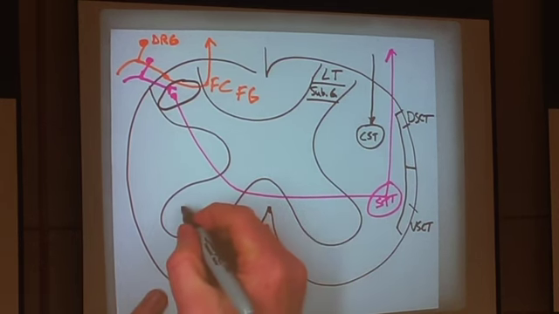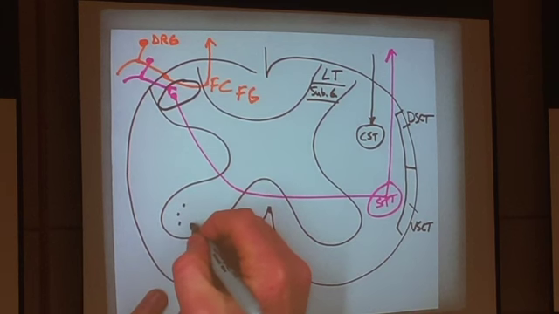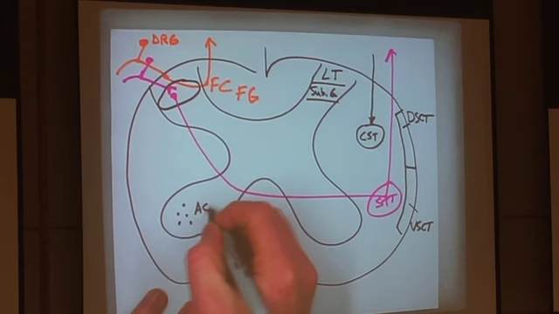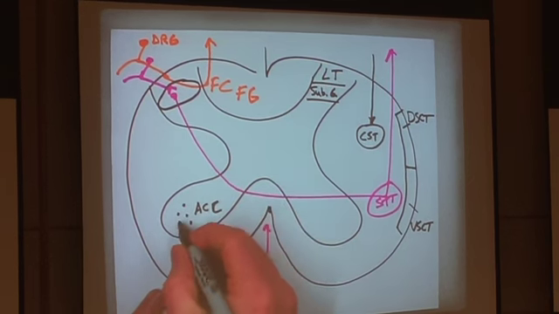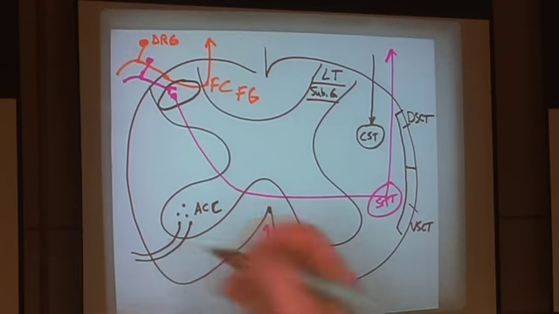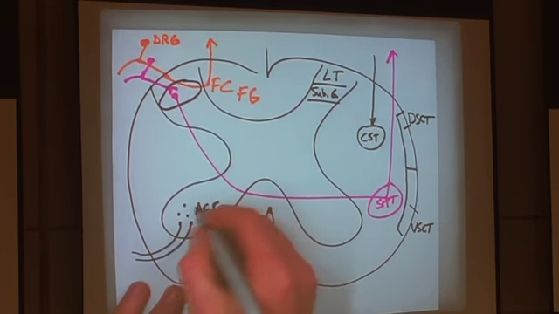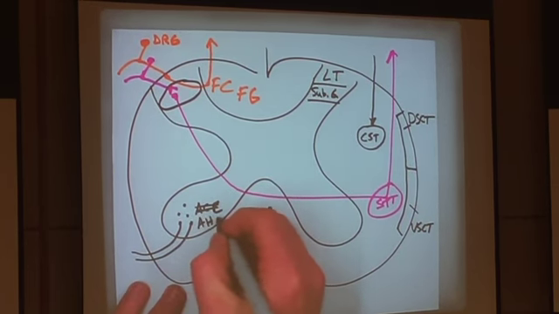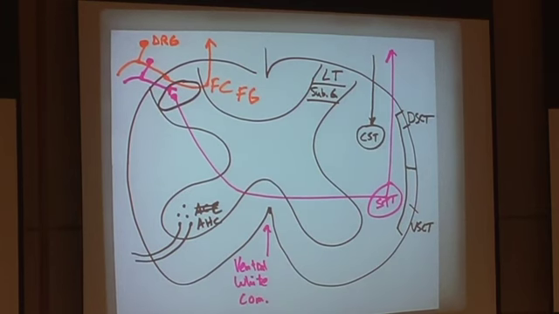Okay, and then out here in the ventral horn, we have a bunch of anterior horn cells. So remember, these are the lower motor neurons. All right. These are the lower motor neurons that contribute to nerve roots, plexus, peripheral nerves.